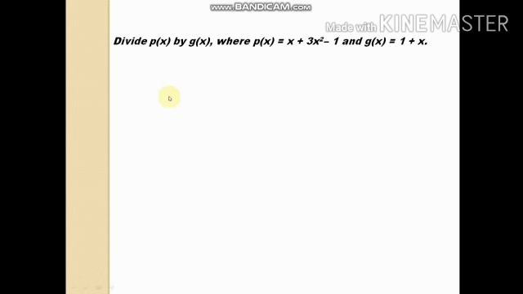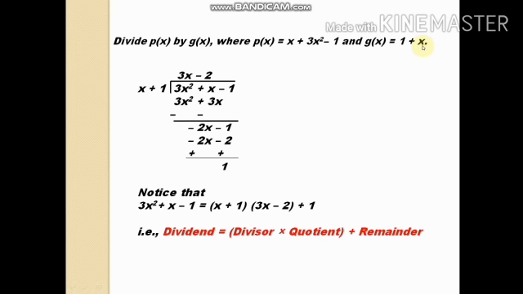Next question is, divide p(x) by g(x), where p(x) equal x plus 3x square minus 1 and g(x) equal 1 plus x. Obviously, we will use here the long division method. Here the dividend is 3x square plus x minus 1 and the divisor is x plus 1. First, we will multiply this x with this 3x. We will get 3x square. This 3x square cancels with this 3x square, and we will get minus 2x minus 1 as it is.